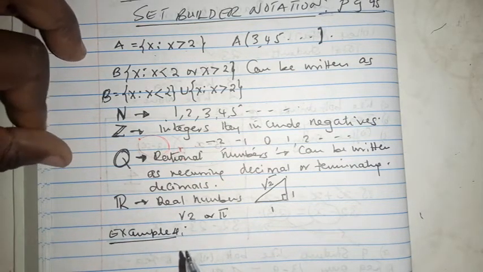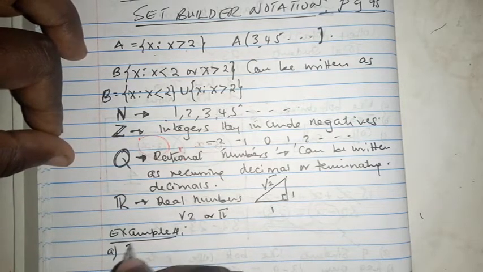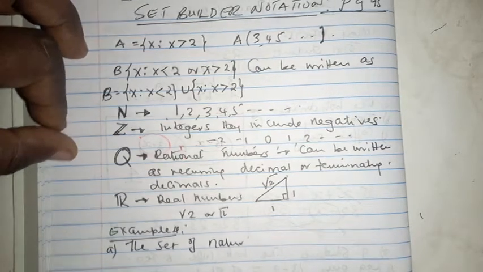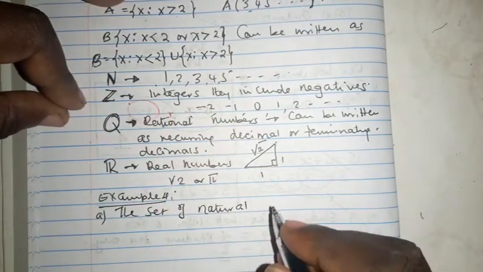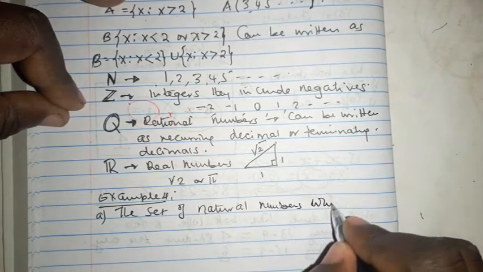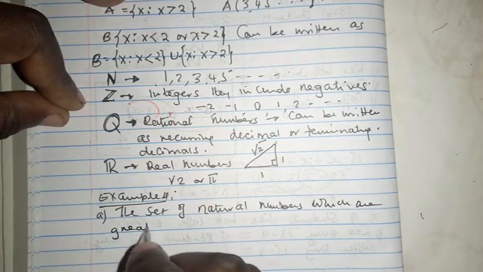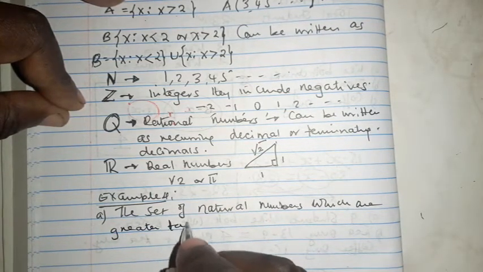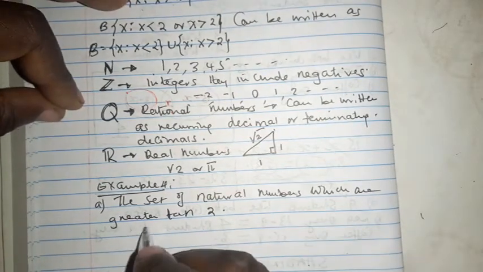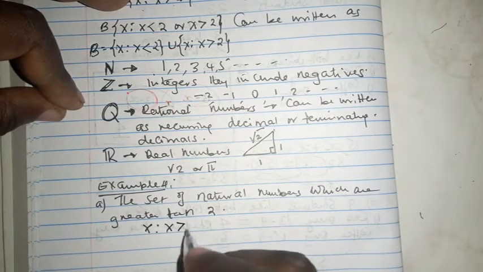Express in set builder notation A, the set of natural numbers which are greater than 2, and that is it. This is just x, and x itself is greater than 2.